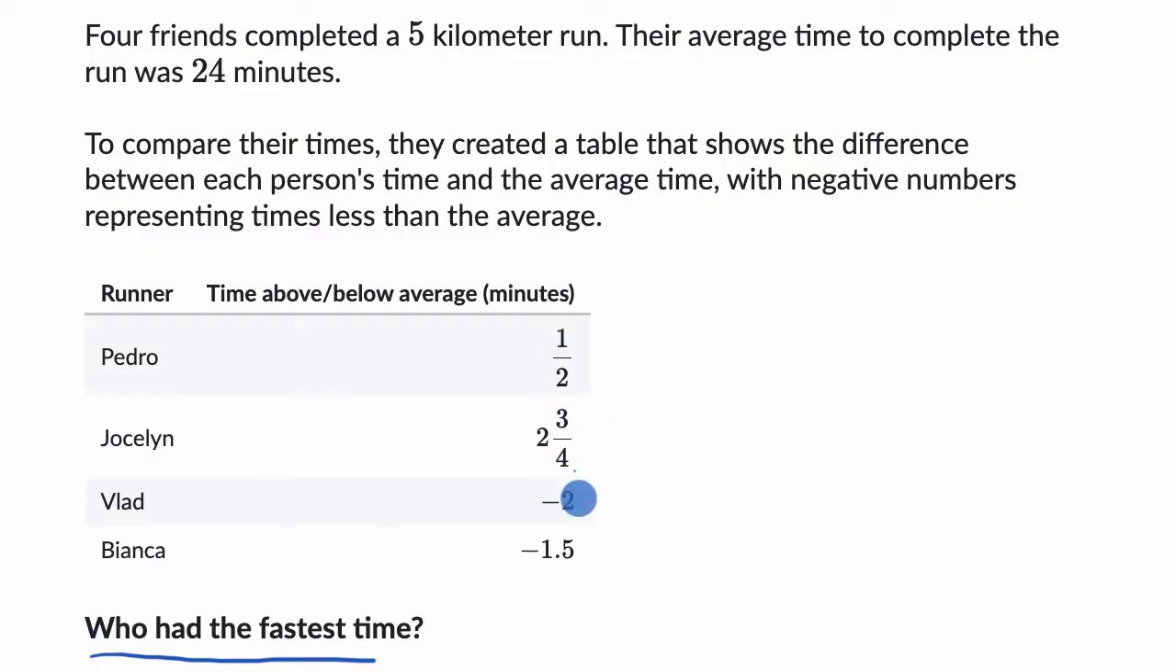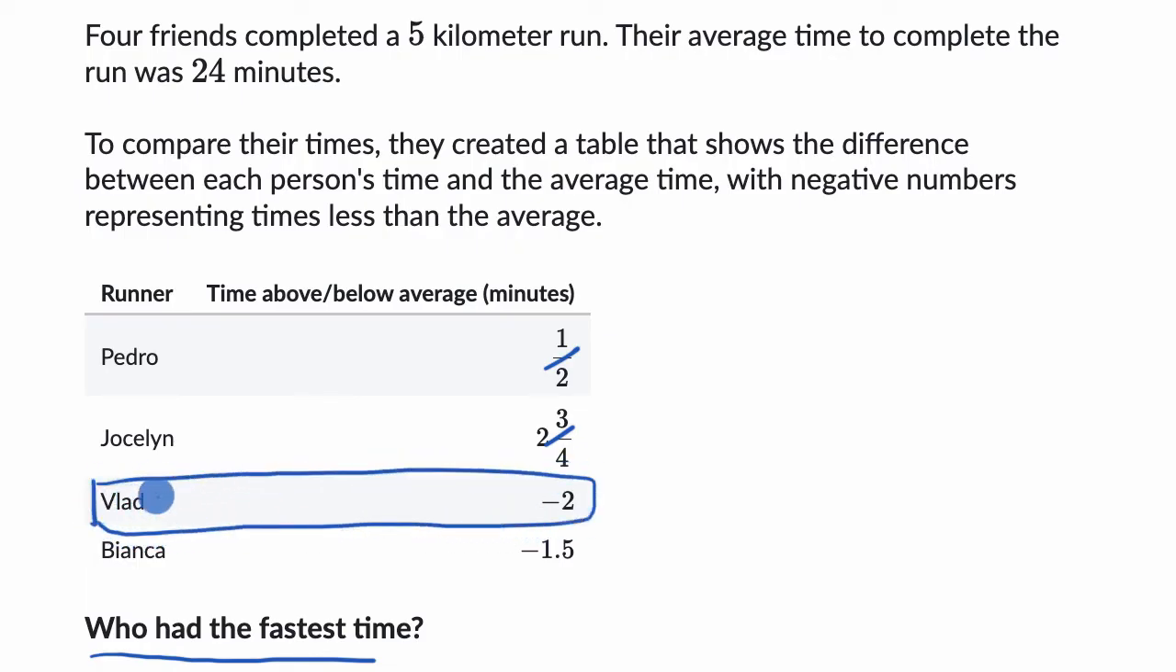Now, we could eyeball this right over here and say, well, anyone who is above average in terms of time is going to be below average in terms of speed. They're not going to have the fastest time. So these people are both above average in terms of time, so they're below average in terms of speed. And then if we were to compare these two right over here, we would say, well, look, Vlad is further below average time than Bianca is. Vlad's at -2, while Bianca is at -1.5. So just looking at it, I would say that Vlad has the fastest time.